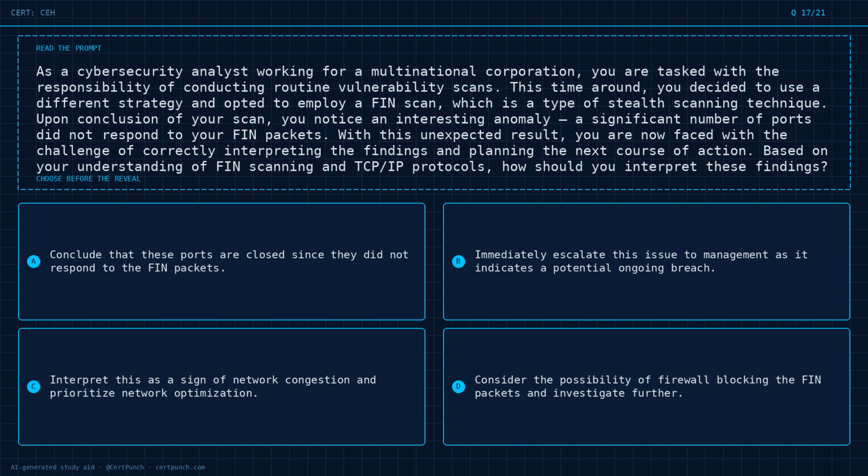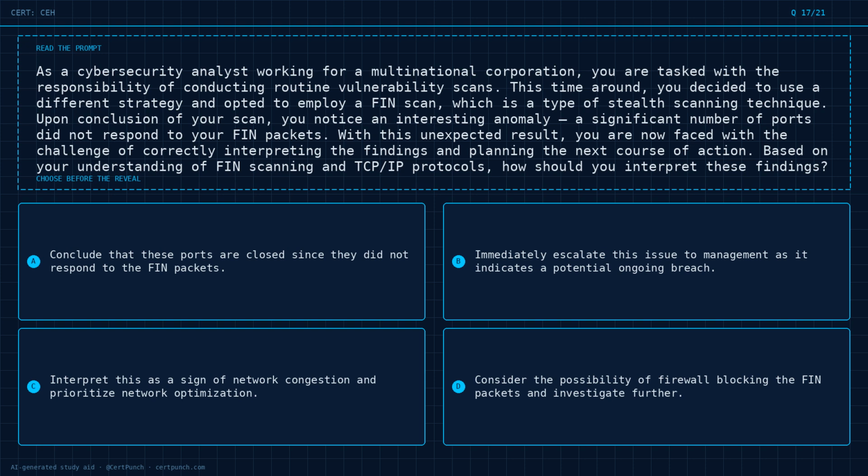Question 17 of 21. As a cybersecurity analyst working for a multinational corporation, you are tasked with the responsibility of conducting routine vulnerability scans. This time around, you decided to use a different strategy and opted to employ a FIN scan, which is a type of stealth scanning technique. Upon conclusion of your scan, you notice an interesting anomaly. A significant number of ports did not respond to your FIN packets. With this unexpected result, you are now faced with the challenge of correctly interpreting the findings and planning the next course of action. Based on your understanding of FIN scanning and TCP/IP protocols, how should you interpret these findings?